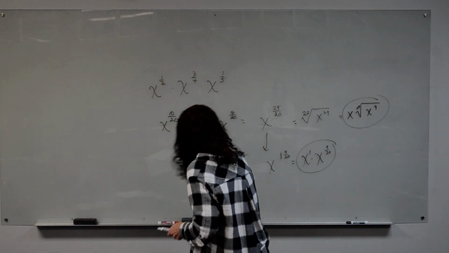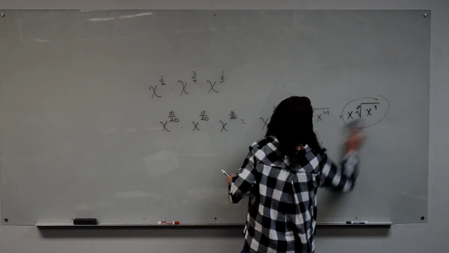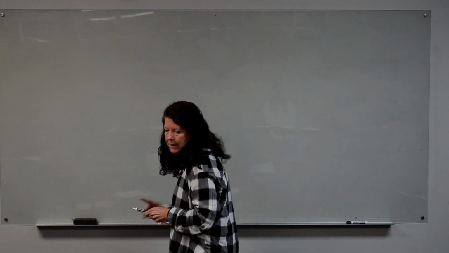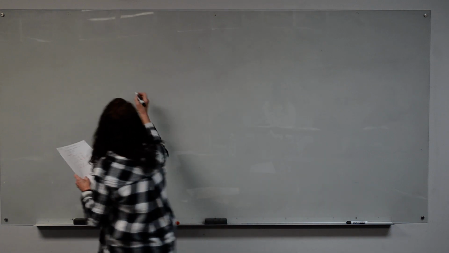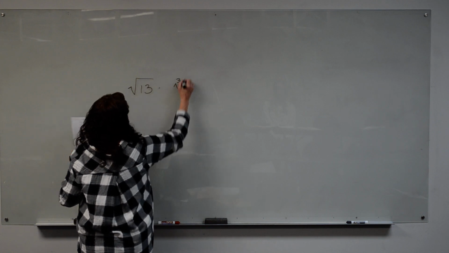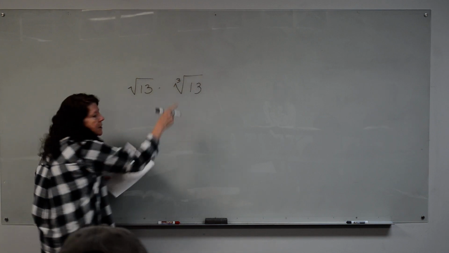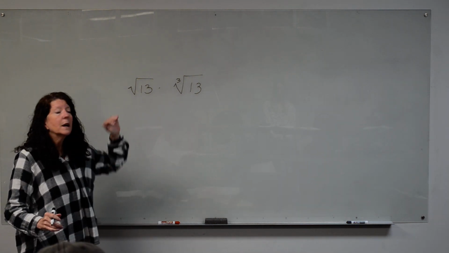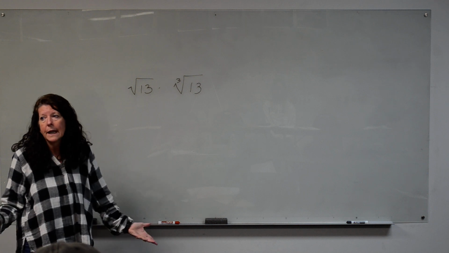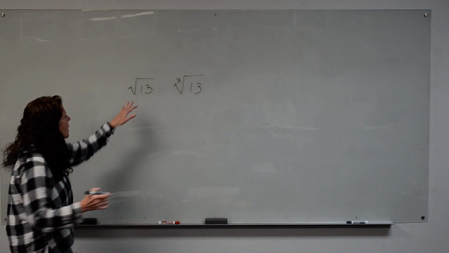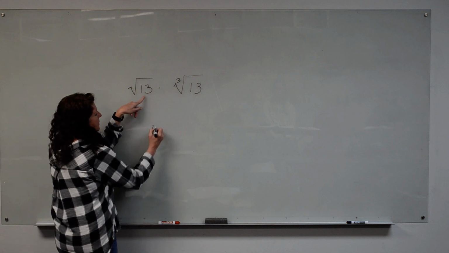Alright, moving to the bottom of that first page. Let's say I have the square root of 13 times the cube root of 13. Can I do anything to that? Not the way they are. So when I look at something and I say, oh, I can't do anything, that's when I switch them to the exponent form. How do I write that with exponents?